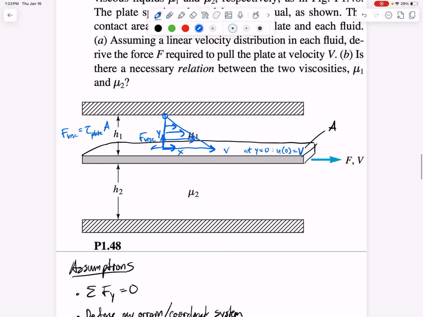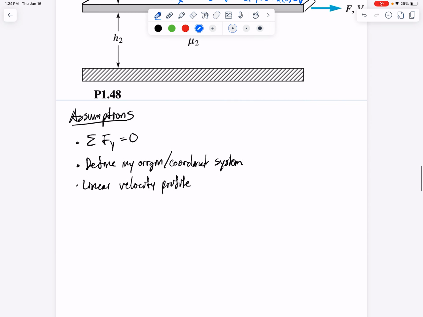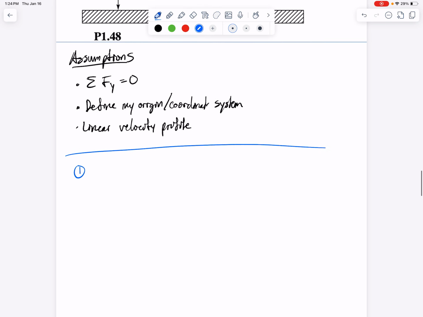At this top surface, at y equals h1, we see the velocity at h1 is 0. It's a fixed plate. And this is the top surface. I'm going to label it 1 for fluid 1, or regime 1. So, boundary conditions: at the surface of that plate, we have the velocity of the plate. At the top plate, it's fixed, so no velocity.